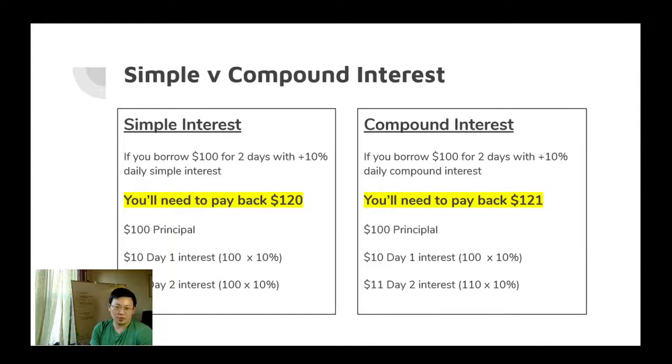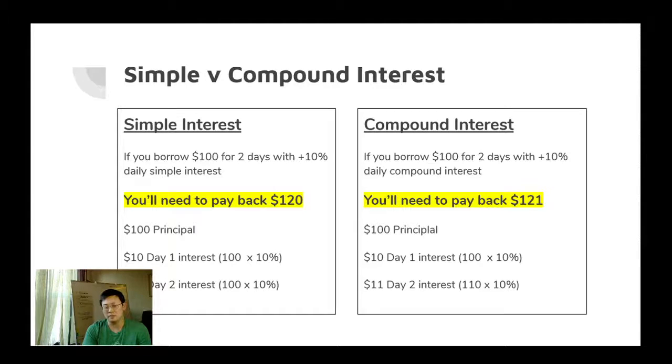So let's jump right into it. Simple versus compound interest. So we got two examples here. Example on the left is a simple interest where you say you borrow $100 from your friend Bob for 2 days with a 10% daily simple interest. At the end of those 2 days, you're going to need to pay back $120.